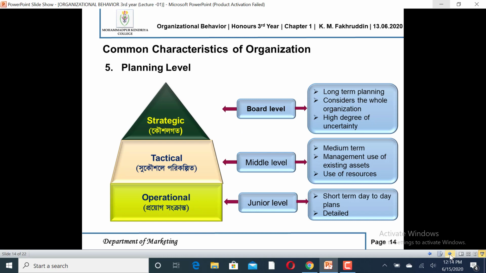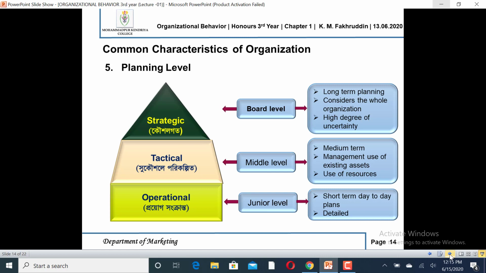Planning level of organization: strategic, tactical, and operational. There are three types of planning level. In strategic planning level, planning is about organization objectives and strategies. Objective is where an organization wants to be, and strategies are how an organization intends to get there. Strategic planning is done at board level. It is long-term planning which considers the whole organization.